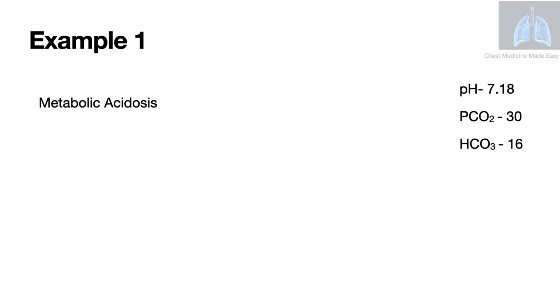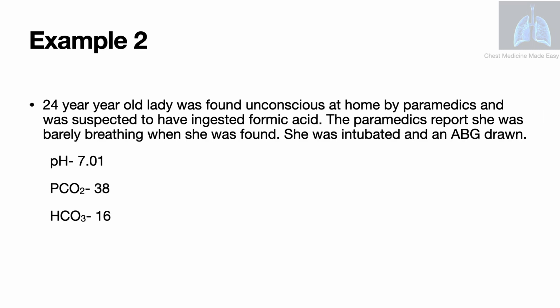Let us look at another example. A 24-year-old lady was found unconscious at home by paramedics and was suspected to have ingested formic acid. The paramedics reported she was barely breathing when she was found. She was intubated and an ABG was drawn. The ABG showed pH of 7.01, PCO2 of 38, and bicarbonate of 16.